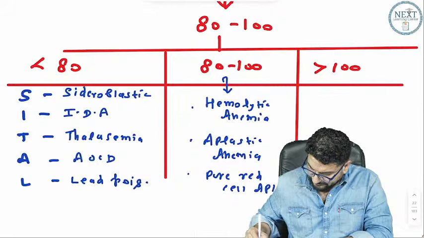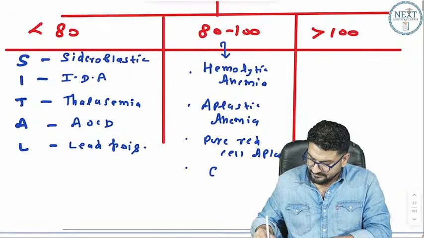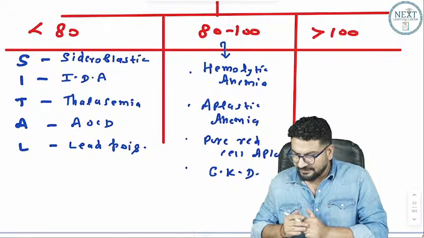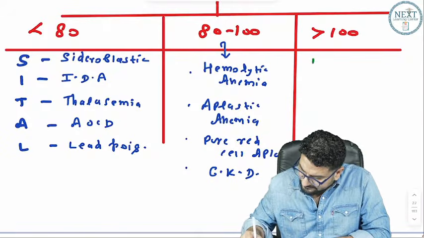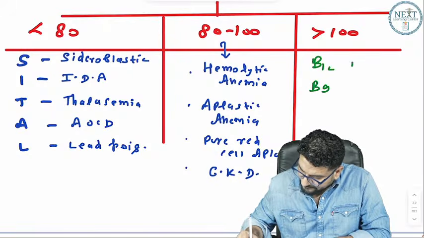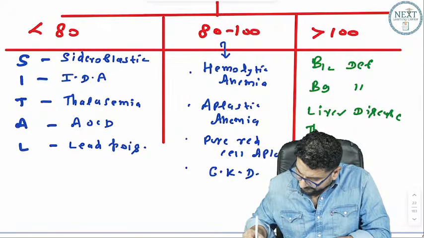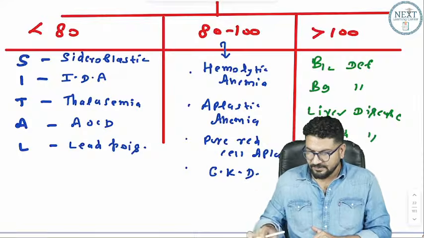Pure red cell aplasia. Or it could be a CKD patient, because CKD patients have no erythropoietin. Now coming to MCV more than 100. More than 100 means it is either B12 deficiency or B9 deficiency, or it could be due to liver disease, or it could be due to thyroid disease. Right? So understand this thing.